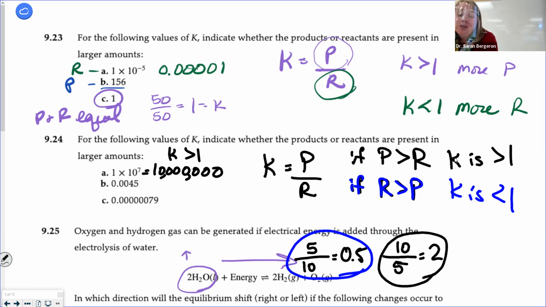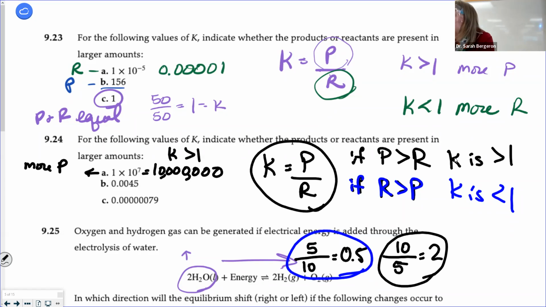If K is greater than 1, I have more products. I have way more products. Do you see that relationship? If you just know this and the math, you got it. But if you don't quite understand the math, then you just kind of have to memorize this part.